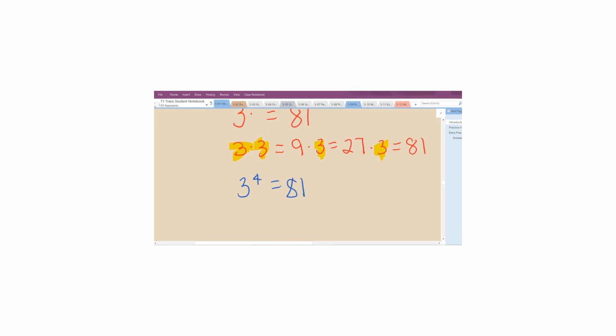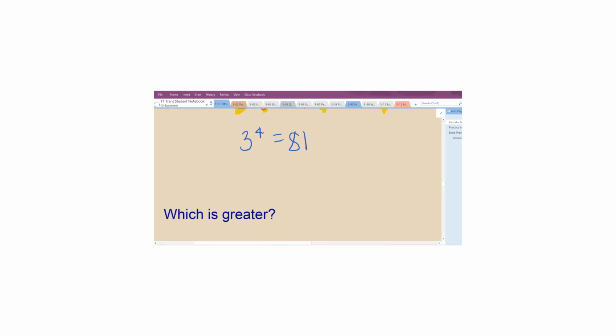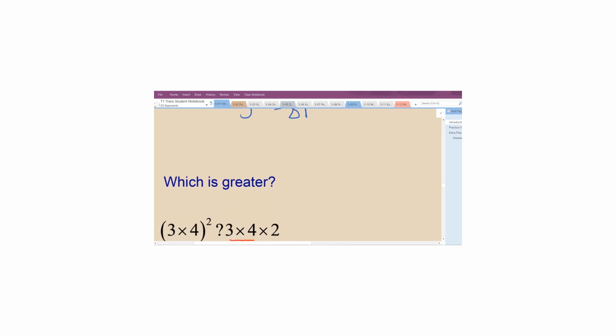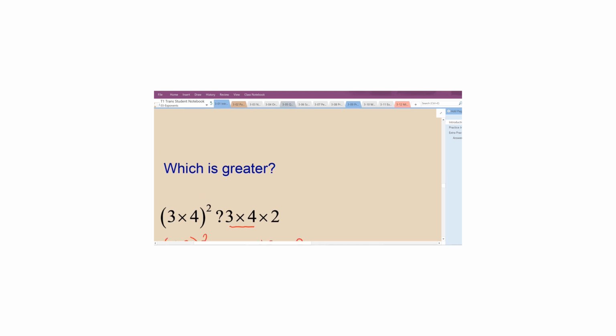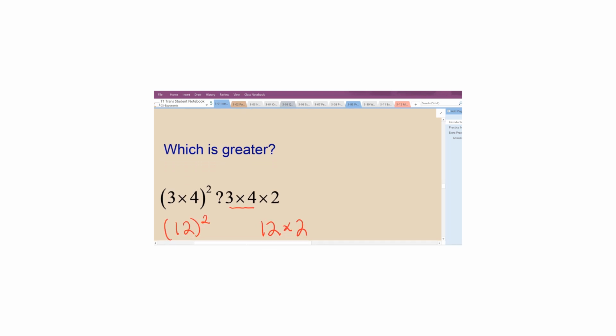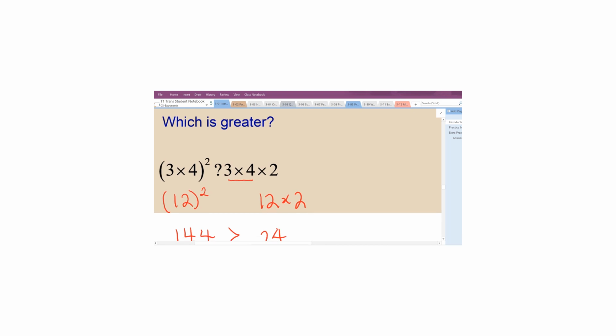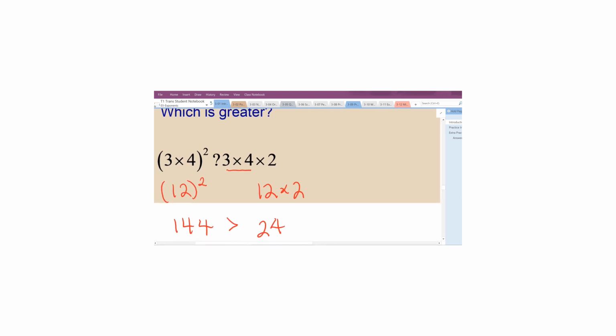For the next problem, we're trying to figure out which is greater. So look at that problem for a second, and you can probably figure it out just by looking at it. We're going to go ahead and simplify it, to be sure. We end up with 12 squared on the left, 12 times 2 on the right. So that's 144, which is clearly greater than 24.